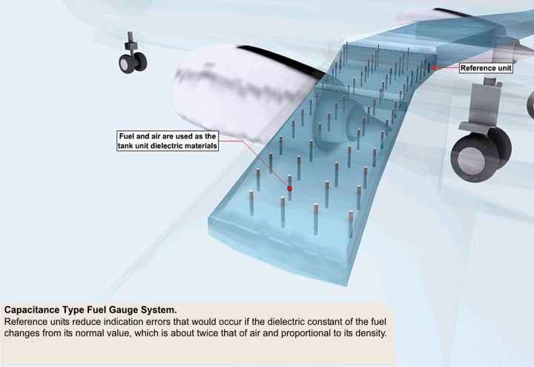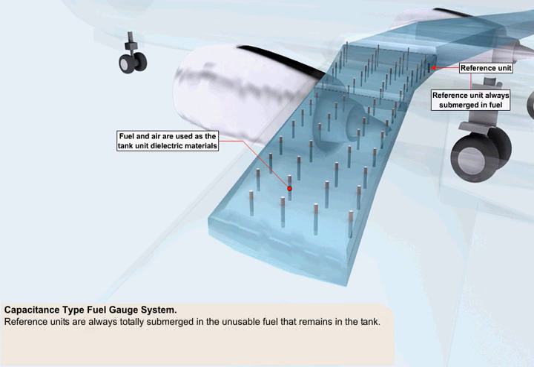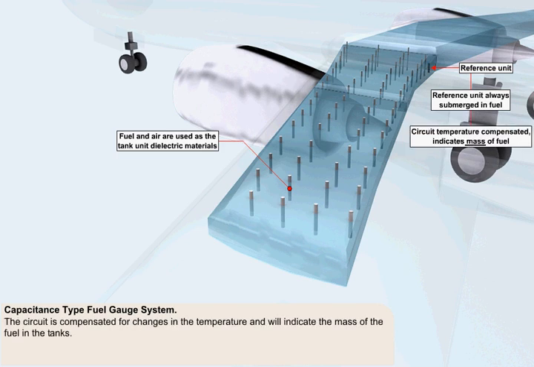Incorporated in the system are reference units, which reduce indication errors that would occur if the dielectric constant of the fuel changes from its normal value, which is about twice that of air, and directly proportional to its density. Reference units are located on the lower end of a tank unit, and are always totally submerged in the unusable fuel that remains in the tank. The circuit is compensated for changes in temperature, and will indicate the mass of the fuel in the tanks.